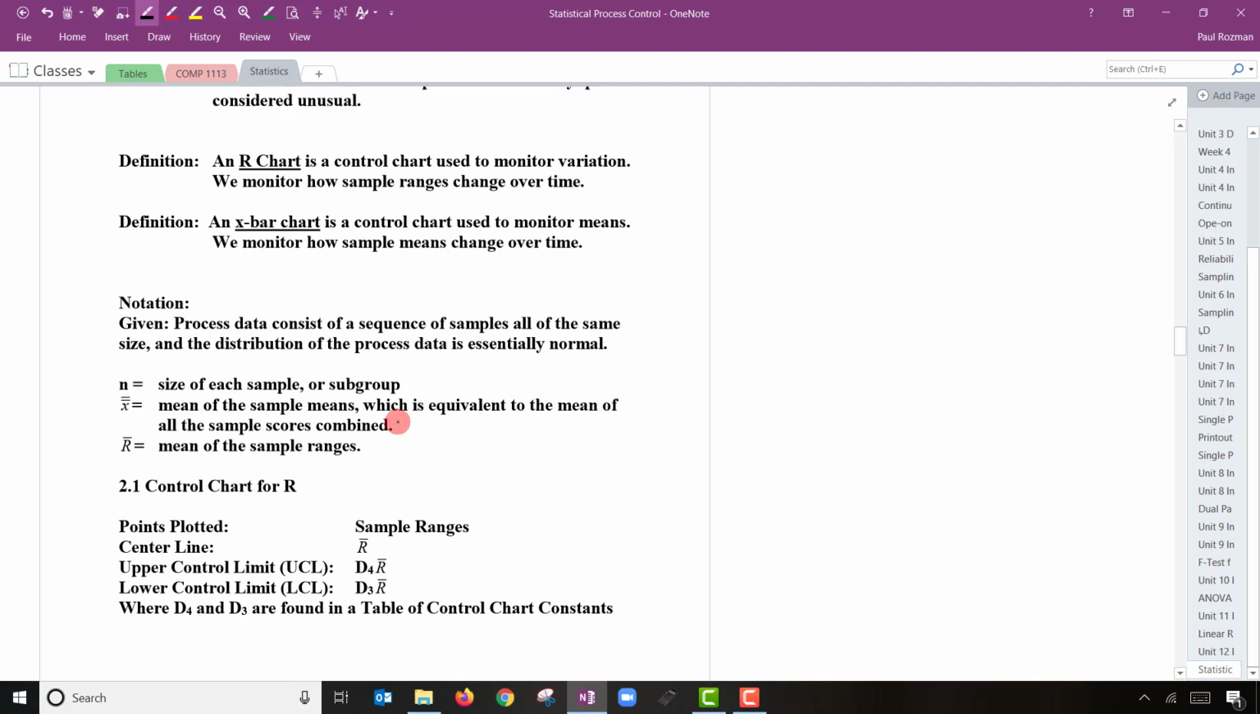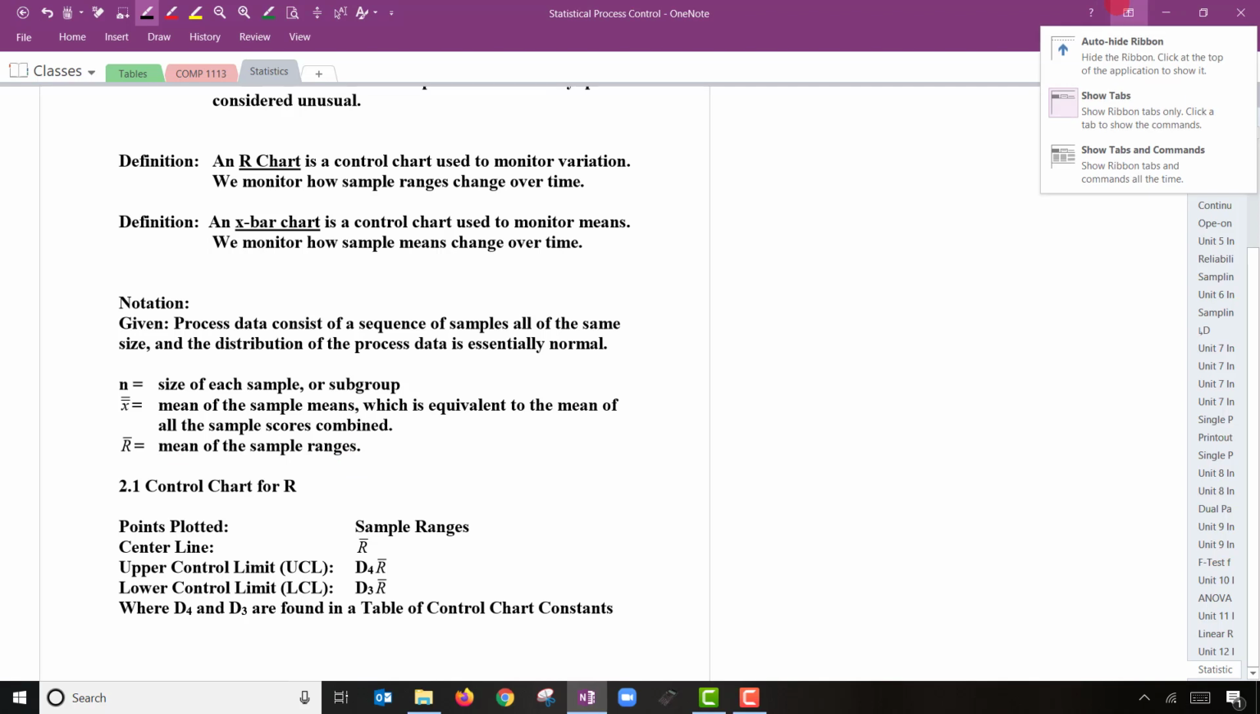We could find the mean of those means. We'll call that X bar, which is also the mean of the whole group. The mean of all the means equals the mean of all of the individuals. And we'll also calculate R bar, which is just the mean of those sample ranges.